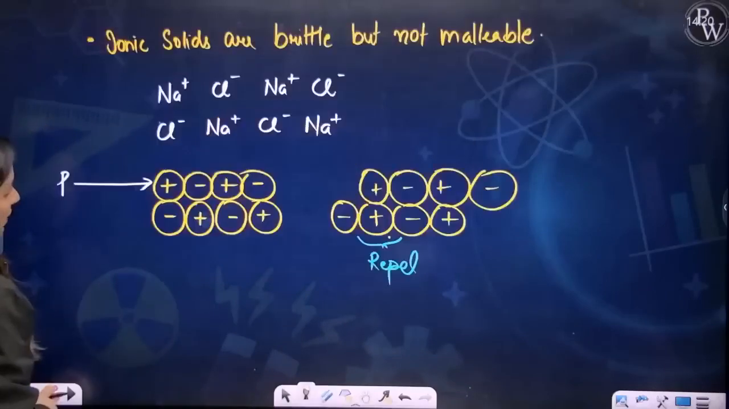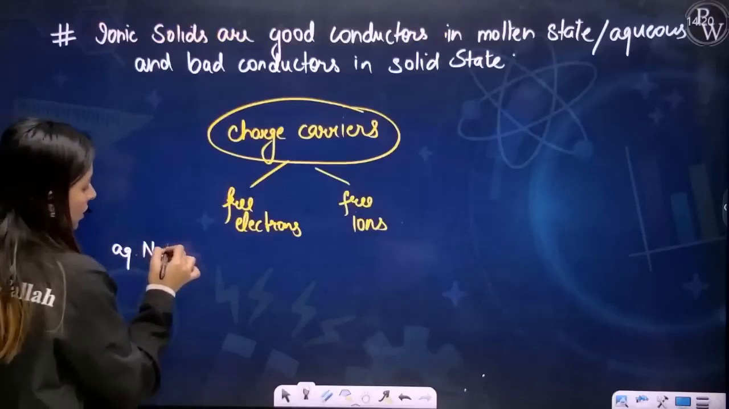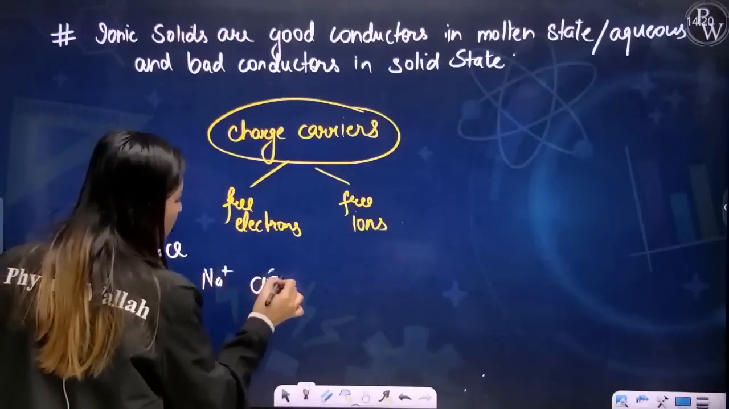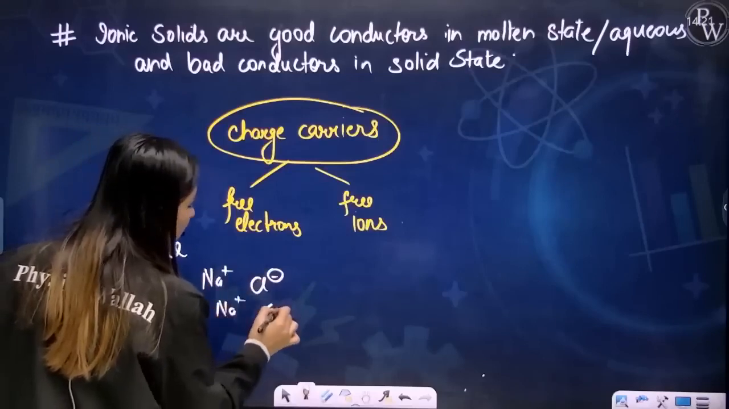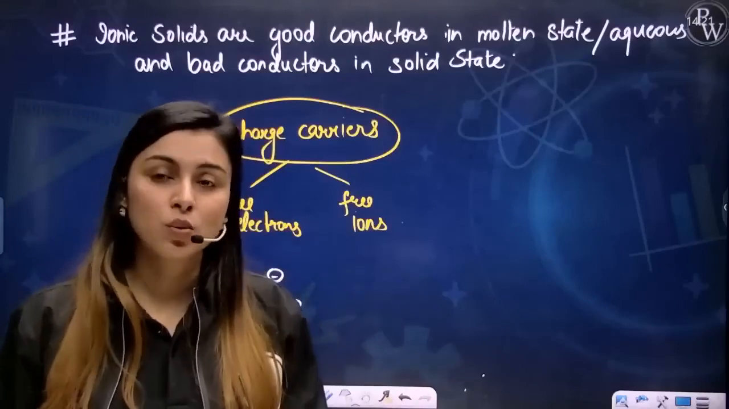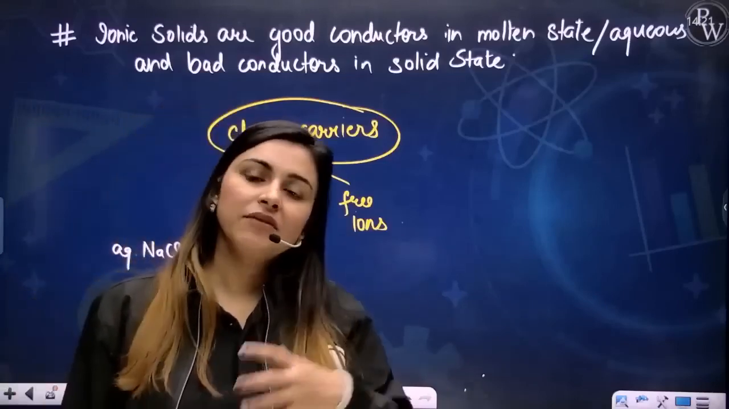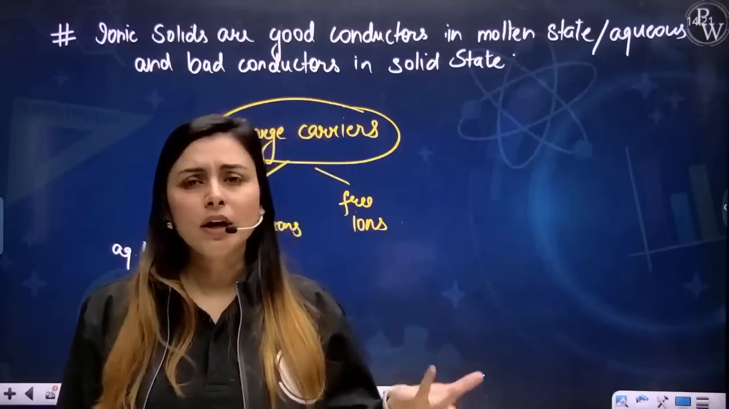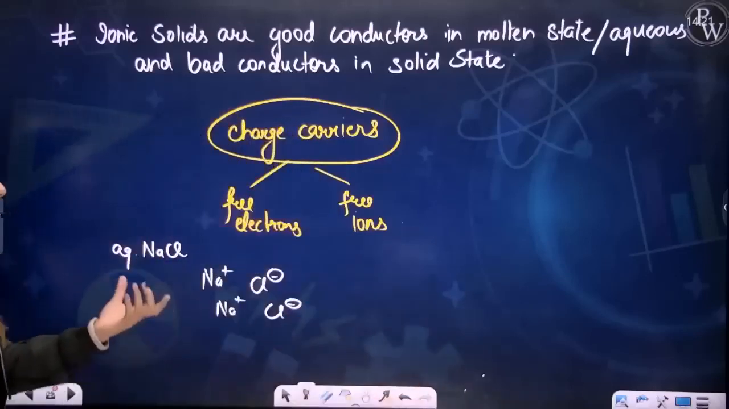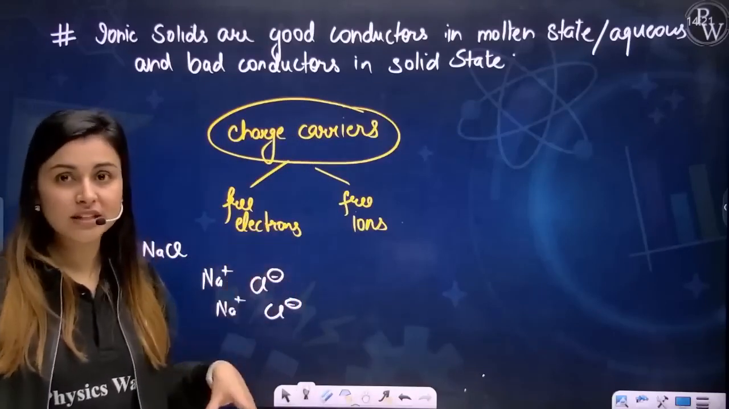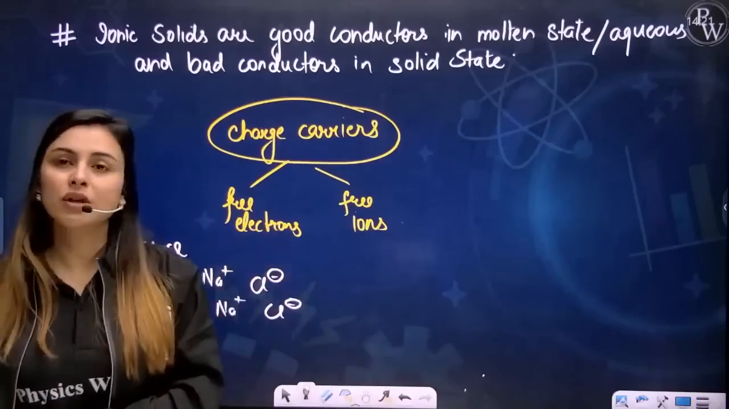In aqueous state, what example did I take? NaCl. So if I talk about aqueous NaCl, you will have ions in the aqueous state as Na+ and Cl-. That is, you will have free ions present in the molten or the aqueous state. Since you have free ions, they will carry charge and they will act as good conductors of electricity or heat, if we talk about heat, but majorly we talk about electricity here. So they are good conductors of electricity because free ions are present in the molten or the aqueous state.